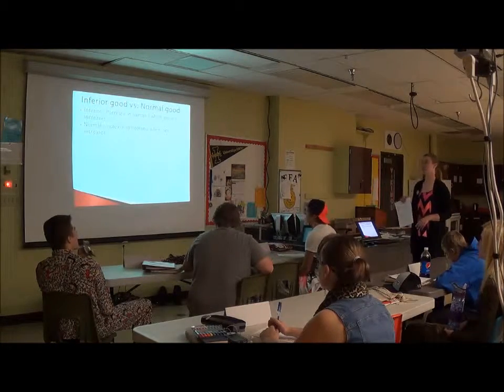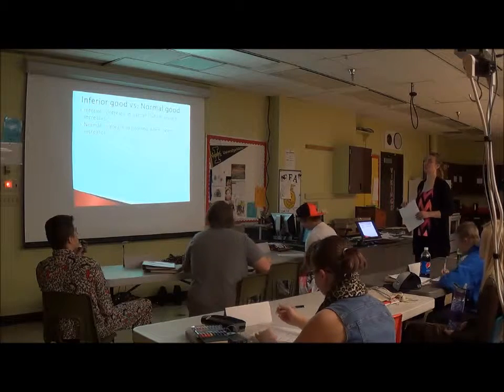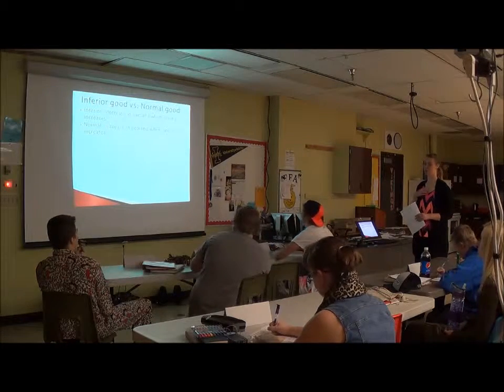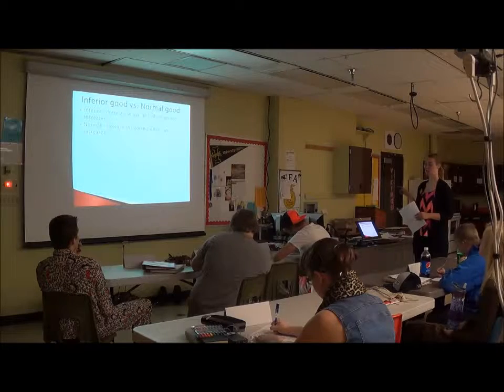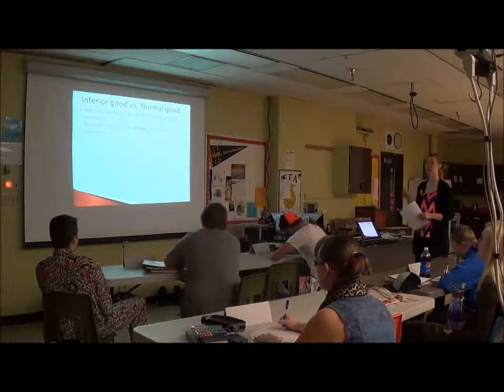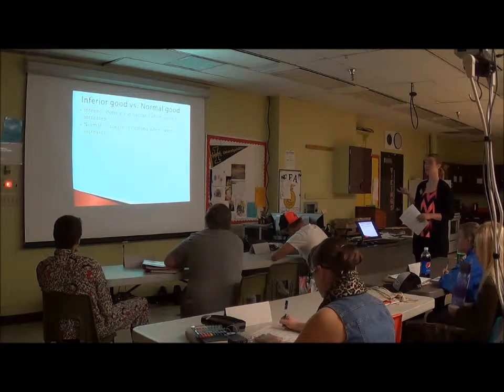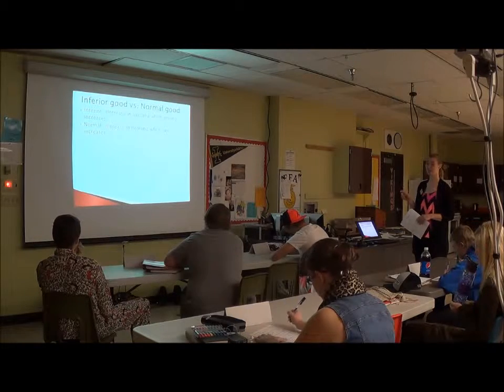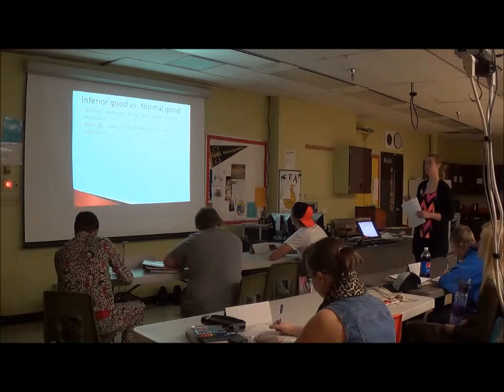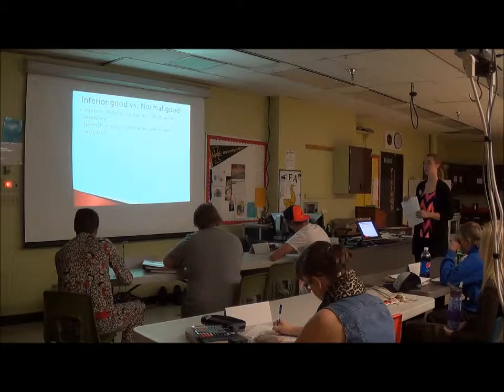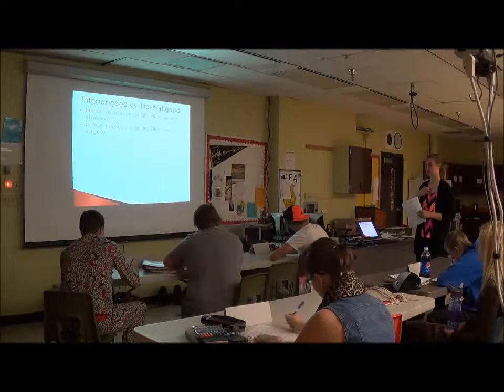Inferior goods versus normal goods. So inferior goods decrease in demand when our income increases. So when we saw the demand curve earlier, we were talking about better food and better cars. So we wouldn't buy the inferior goods anymore. We would buy normal goods, which increase in demand when our income increases.